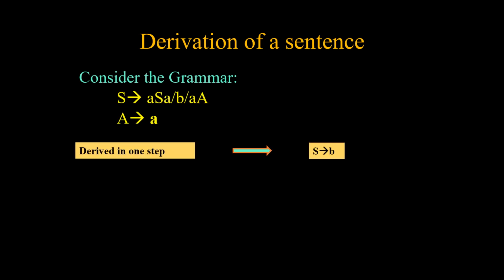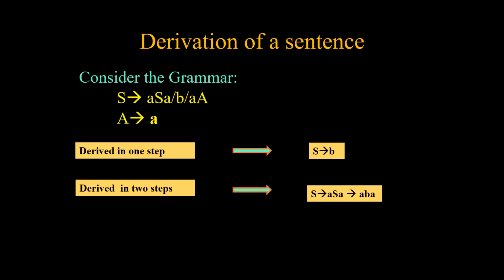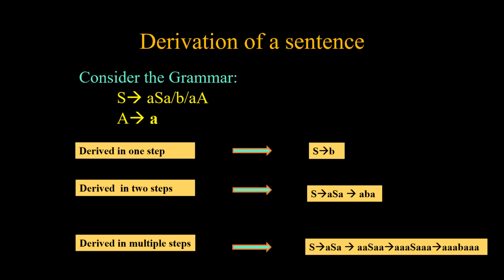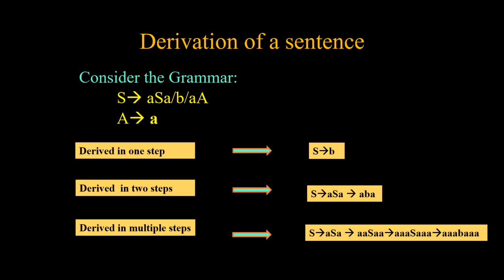Consider this grammar. In this, S tends to b is derived in one step only. S tends to ASA further tends to ABA. That means we have derived ABA in two steps. Likewise, we can derive in multiple steps triple a, b, triple a from the grammar which is given above.